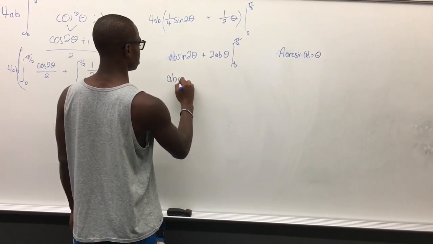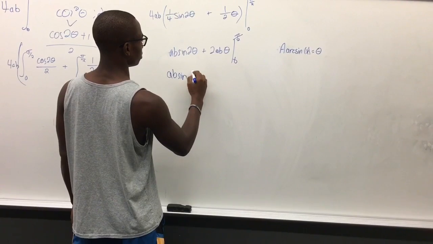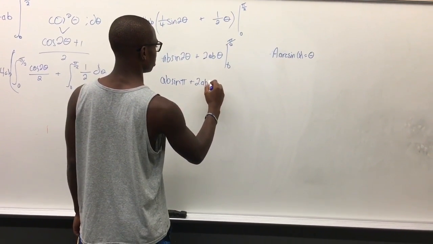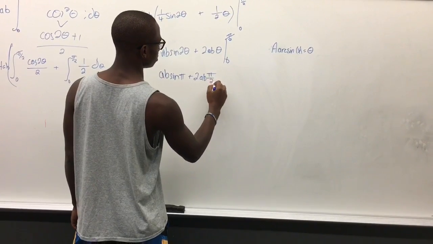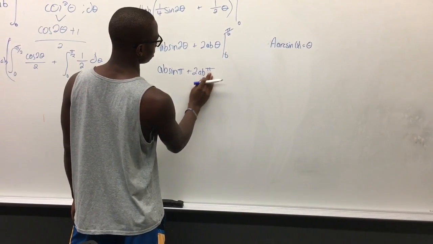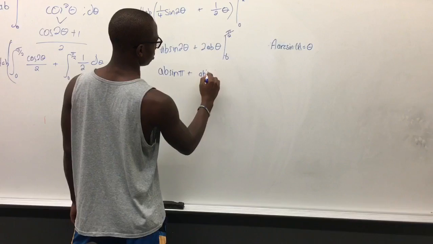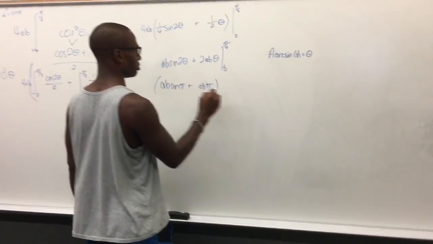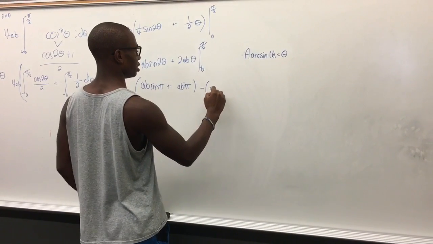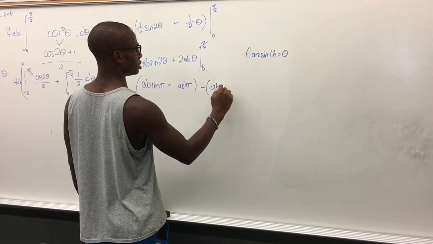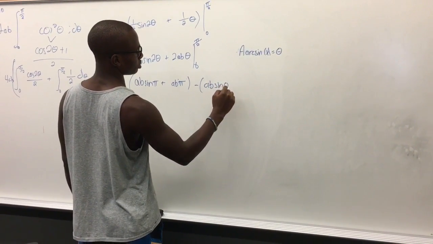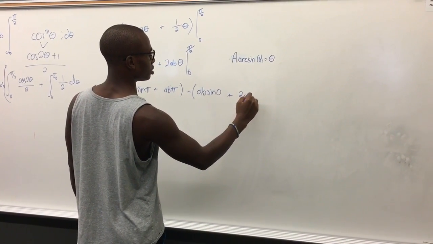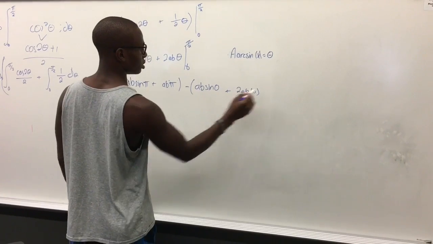Okay, and so then you evaluate this from 0 to pi over 2, and so you get ab sine of, that just becomes pi, plus 2ab pi over 2, minus sine of 0 plus 2ab times 0.